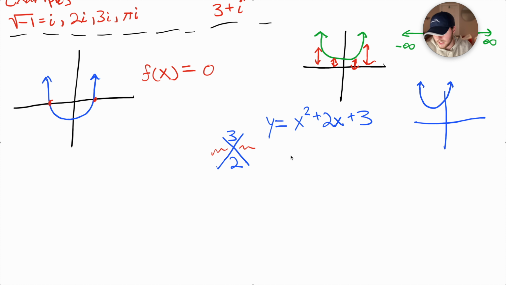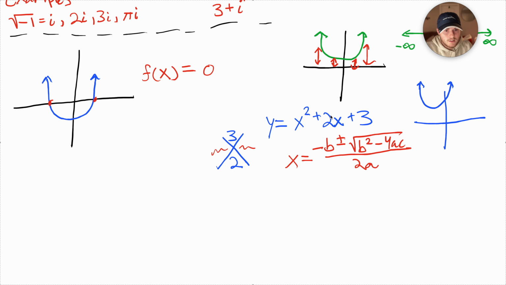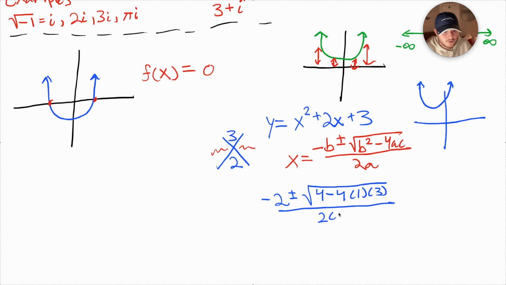a perfect whole number. So our quadratic equation is x equals negative b plus or minus the square root of b squared minus 4ac, all over 2a. Okay, so maybe if we plug in here, we'll find a solution, right? So we'll do that. Negative b, that's negative 2, plus or minus the square root of 2 squared, which is 4, minus 4 times a, which is 1, times c, which is 3, all over 2a, which is just 2.